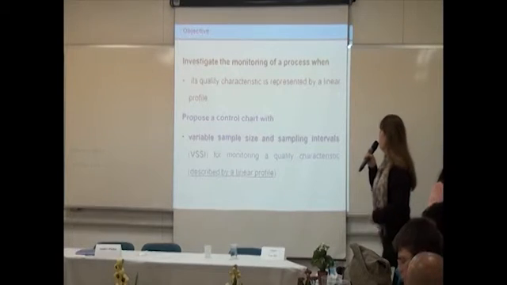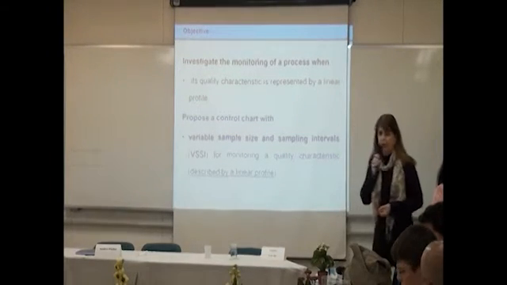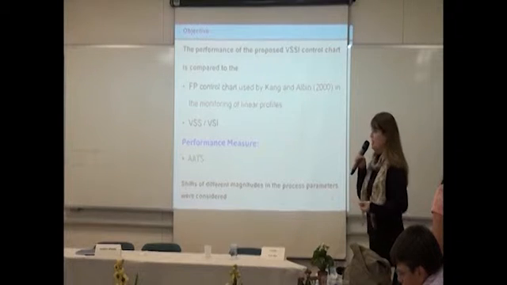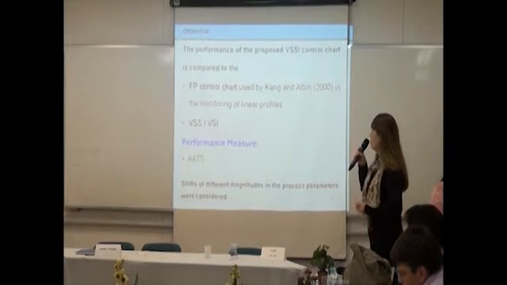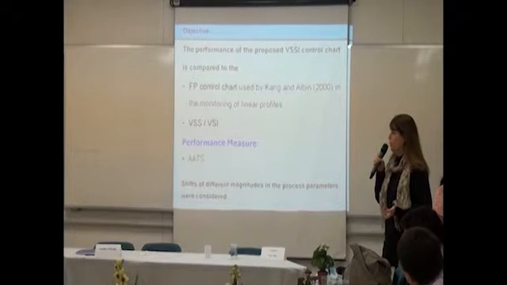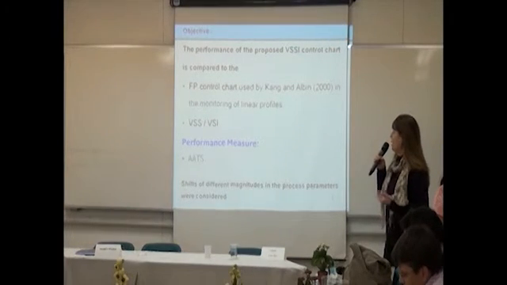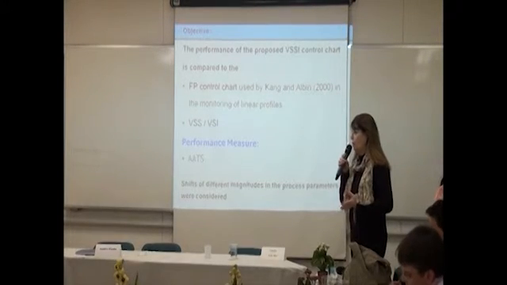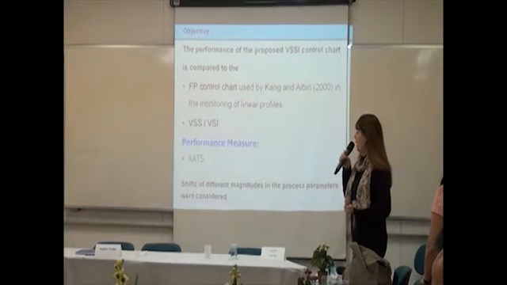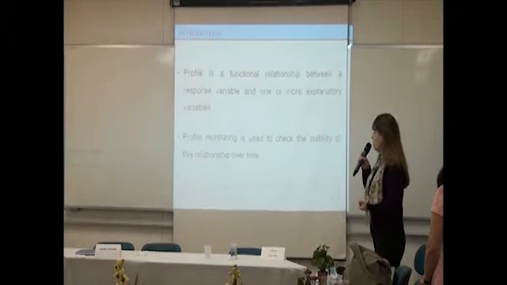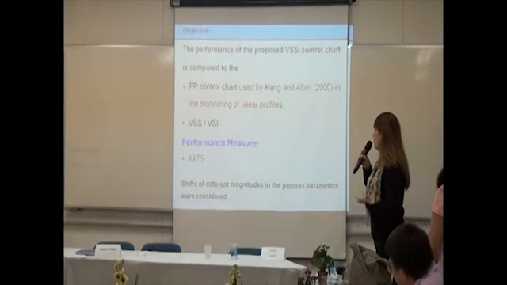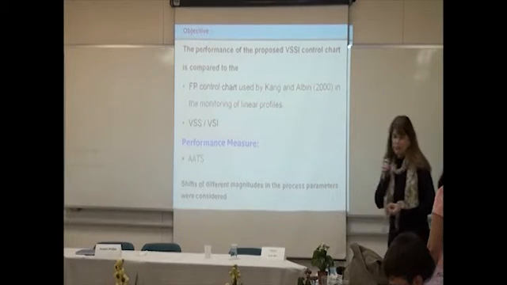For monitoring a quality characteristic described by a linear profile. The performance of the proposed VSSI control chart is compared to the fixed parameter control chart that was proposed by Kang-Albin for the monitoring of linear profiles, and also we compared the proposed chart with the variable sample size and variable sample interval. For the performance measure, we obtain the adjusted average time to signal. Also, we consider shifts of different magnitudes in the process parameters.